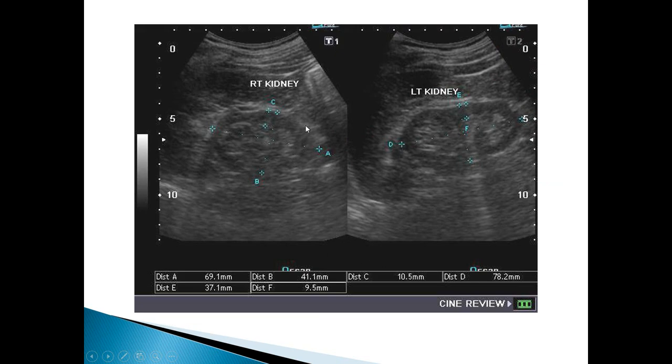This is another ultrasound image. These are kidneys, and these kidneys look very echogenic. So these are just very echogenic kidneys. So you think of medical renal disease, some sort of glomerulonephritis, nephrotic syndrome, or something like that.